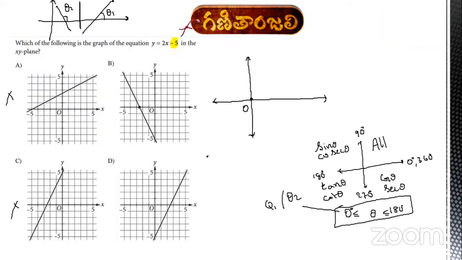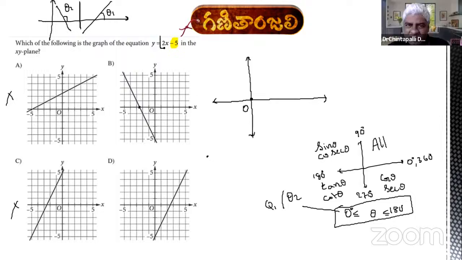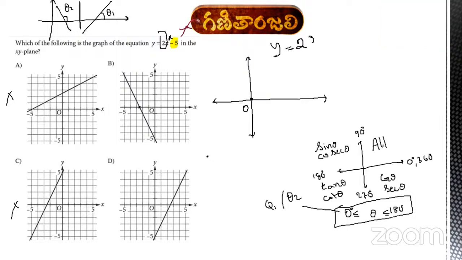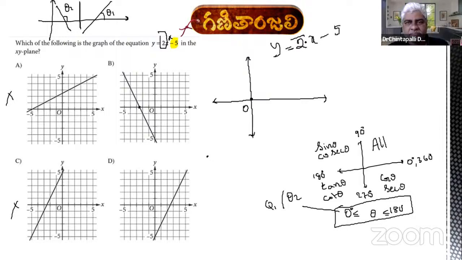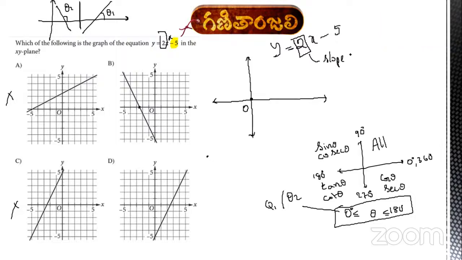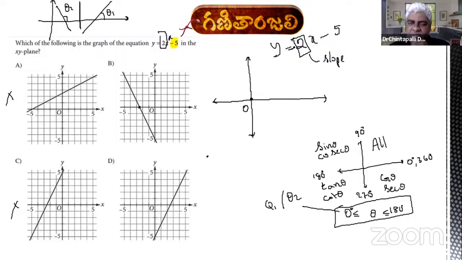So, by observing this equation, y is equal to 2x minus 5, its slope is 2. Is it positive or negative? 2 is positive. So inclination must be less than 90 degrees, which means the line leans towards the right side.